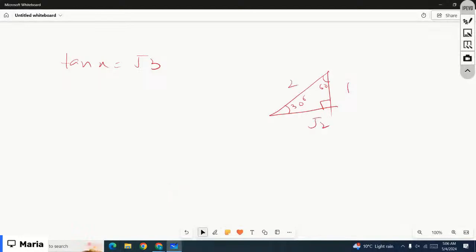Let's just calculate tan of angle 30 degrees, right? Tan of 30 is opposite divided by hypotenuse. Opposite is 1 over 2.